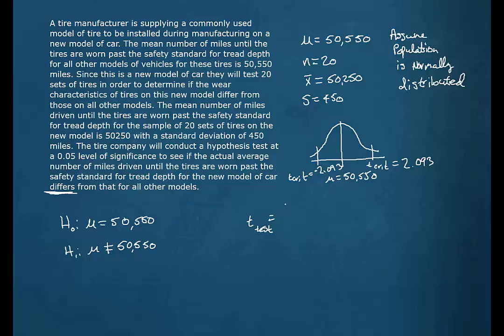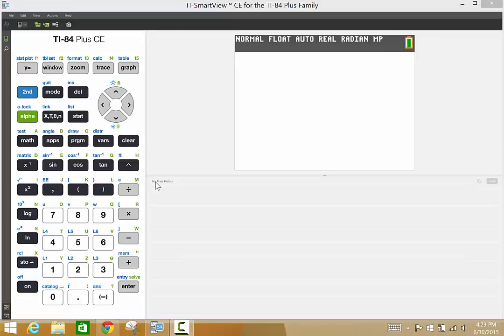The calculation for this t-test value is x bar minus mu over s over the square root of n. So we would have 50,250 minus the hypothesized mean, 50,550, divided by s, 450, and then that is divided by the square root of the sample size, so the square root of 20. And we're going to wind up with minus 2.981.